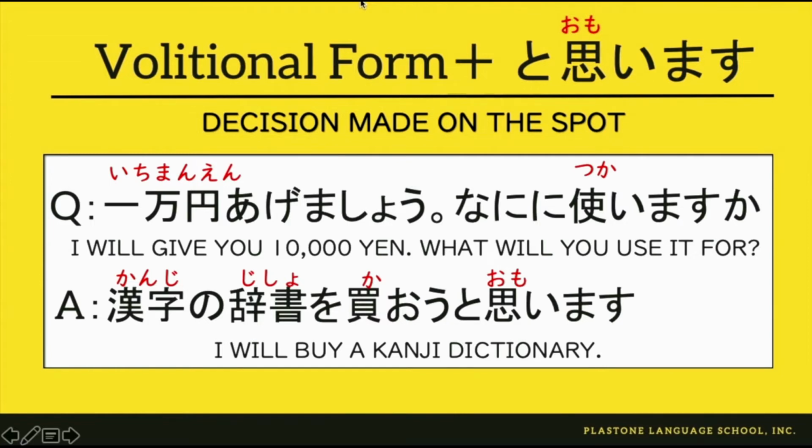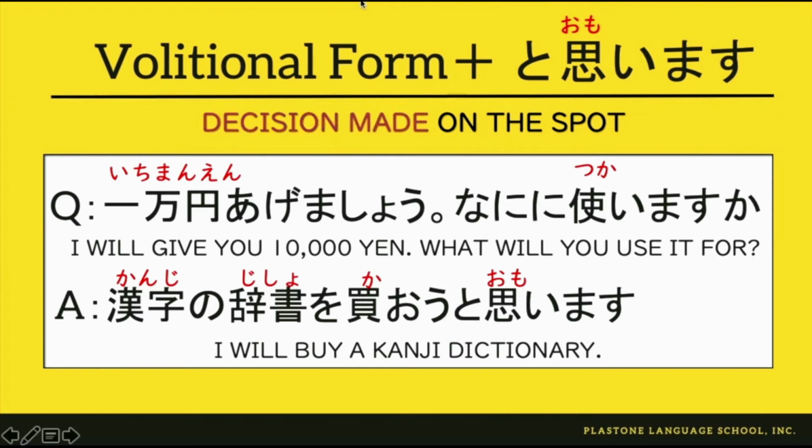1,000,000 yen agemashou. Nani ni tsukaimasu ka? Bibigyan kita ng 10,000 yen. Anong paggagamitan mo nito? And then, answer ng kausap mo on the spot. Kanji no jisho o kau to omoimasu. Okay, so gumamit siya ng to omoimasu instead of to omotte imasu because yung decision or yung determination niyang gawin yung isang bagay is made on the spot.